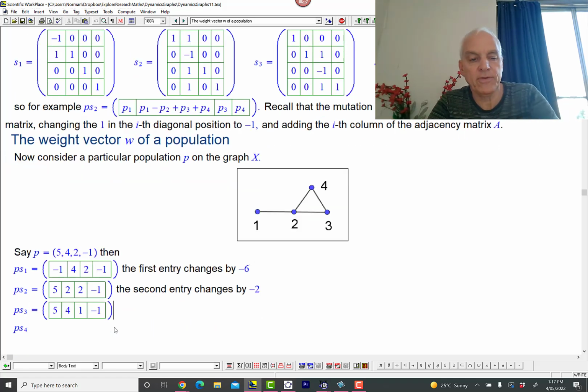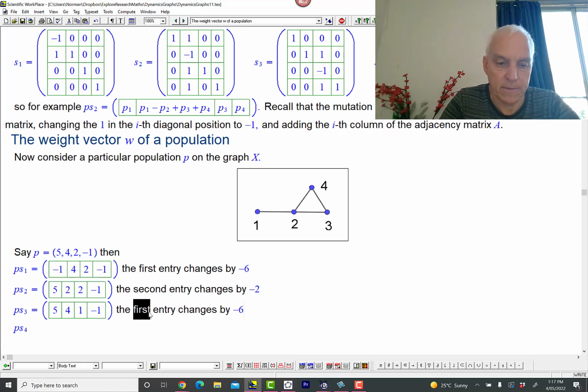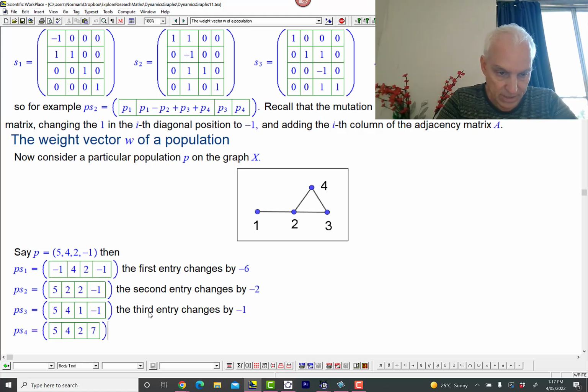Good. Okay, what happens if we do S3 to the original thing? Well, we get 5, 4. It only changes here, so the 2 changes to a 1. So we can say that the third entry changes by, the 2 goes to a minus 1. And finally, if we do the fourth mutation, S4, then only the last entry changes. The minus 1 goes to a 7. We can record that by saying the fourth entry changes by, we went from minus 1 to 7, so it's a change of 8.